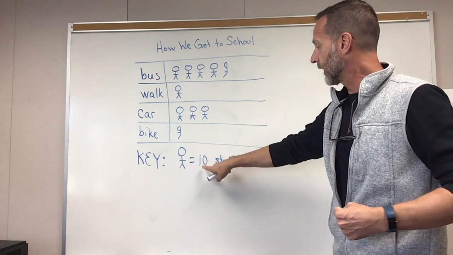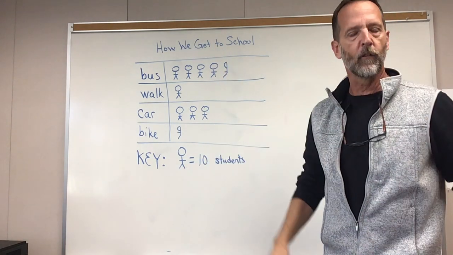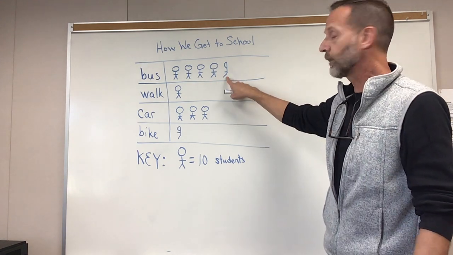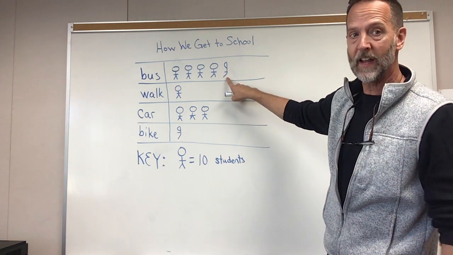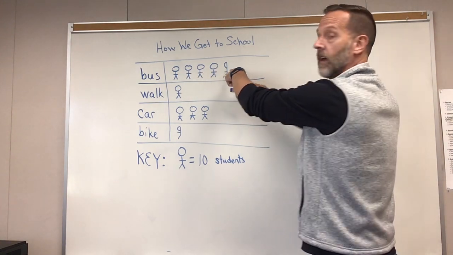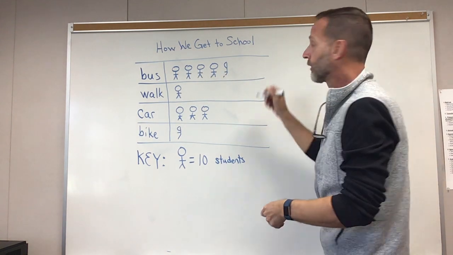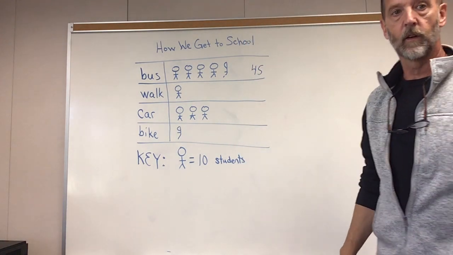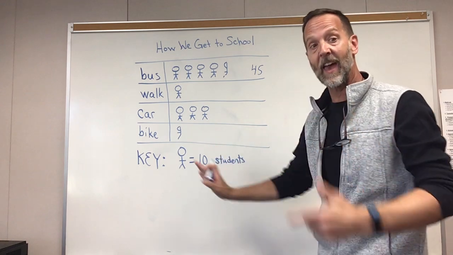If a whole stick figure is 10, what's half of one? What's half a stick figure? Well, it's going to be half of 10, isn't it? That half is going to be 5. Let's count that again. 10, 20, 30, 40, and 5 makes 45. There are going to be 45 kids who rode the bus. 45, because it's half of that amount.